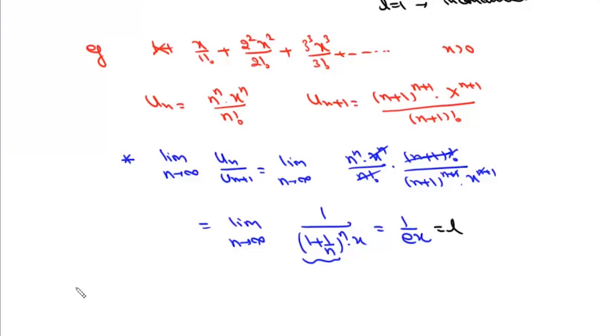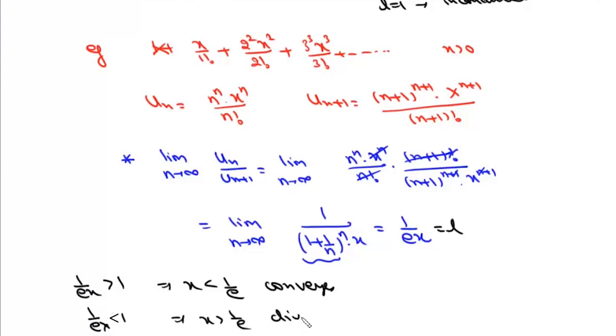Now this is your L. So if 1 upon ex is greater than 1, then the series converges. So for x less than 1 upon e, this series converges. And when x is greater than 1 upon e, this series diverges. Now when x equals 1 upon e, the value of L is 1. In that case, this test fails or is inconclusive. So now what we'll do is, at x equals 1 by e, we'll determine its convergence using the logarithmic test.